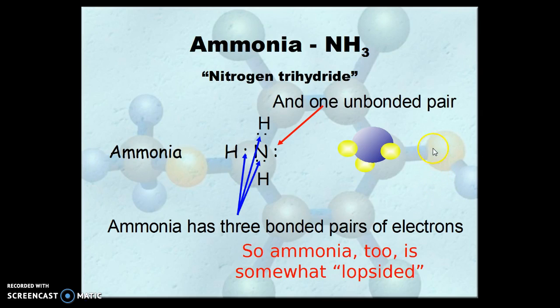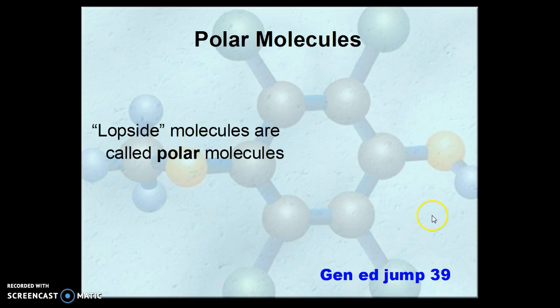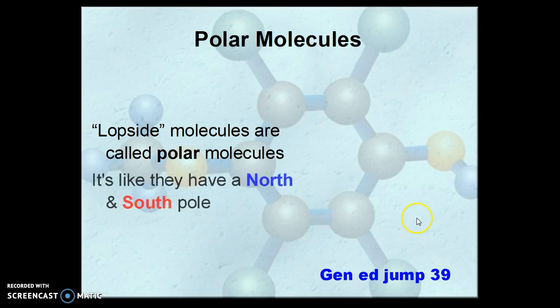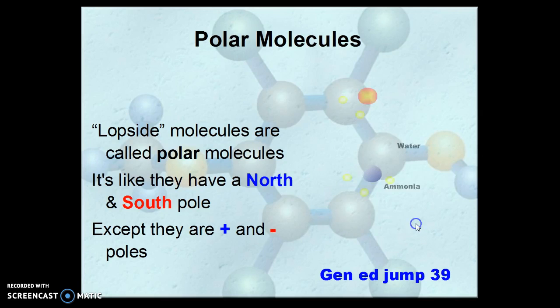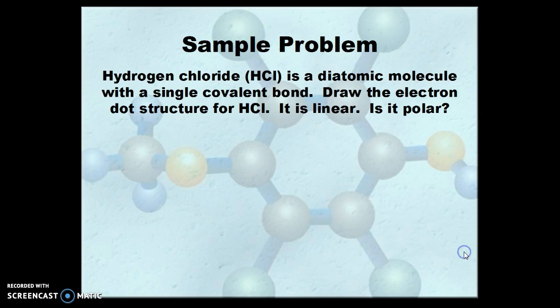Nitrogen trihydride, or ammonia, has a similar situation. Ammonia has 3 bonded pairs of electrons, 1, 2, 3, and 1 unbonded pair, which in the space-filling model would show up right up here on the top of the molecule. So ammonia also is kind of lopsided. We call these polar molecules. Lopsided molecules are polar molecules. It's like they have a north and south pole, but instead of magnetic, the poles are electrostatic. Plus and minus. Water and ammonia are 2 of our important polar molecules.